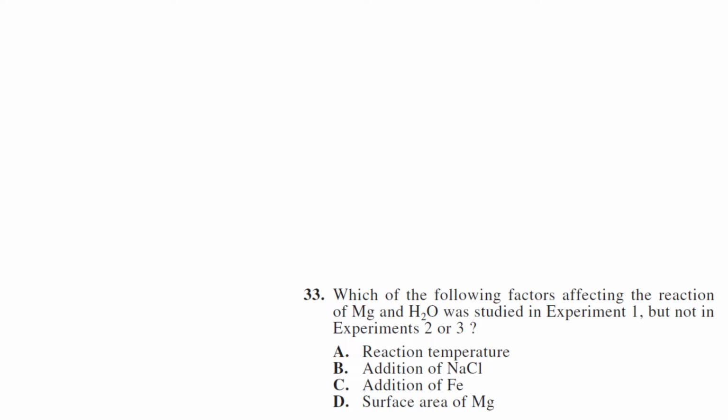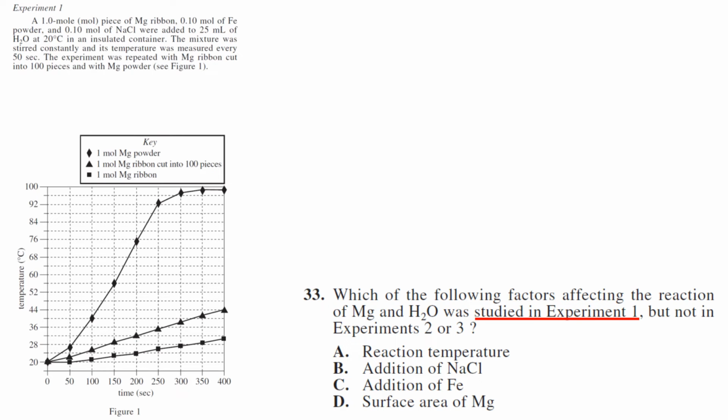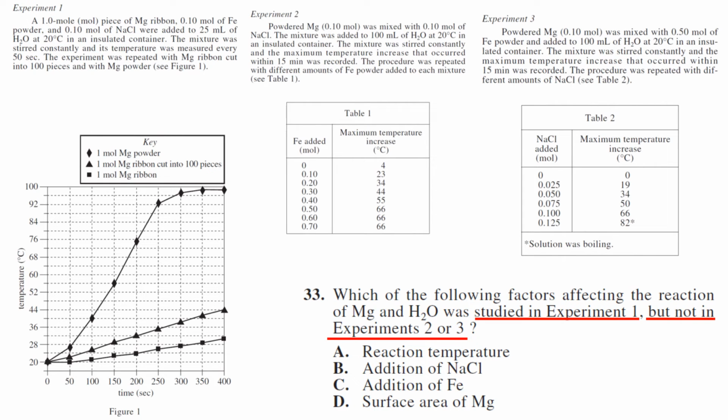Which of the following factors affecting the reaction of magnesium and water, H2O, was studied in experiment 1, but not experiments 2 or 3? So it's not studied in 2 or 3. So I'm just going to process of eliminate. Reaction temperature. Well, that was studied in 2 or 3. So we're going to say it's not choice A. The addition of NaCl. Well, that was definitely studied in experiment 3. And remember, it says 2 or 3, not both, one or the other.